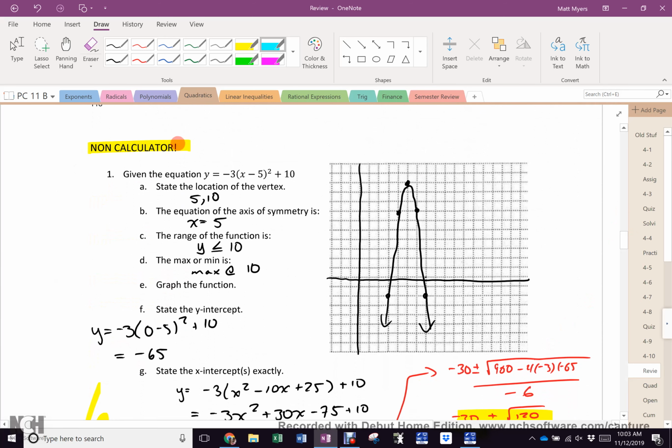When I say non-calculator, what do I really mean? No graphing calculator. Because I know a great many of you have a lot of trouble with doing 2 minus 5 squared. In a perfect world, you should be able to do this without a calculator at all. But I have many, many times asked my grade 11 students, what is 3 squared? To hear silence.